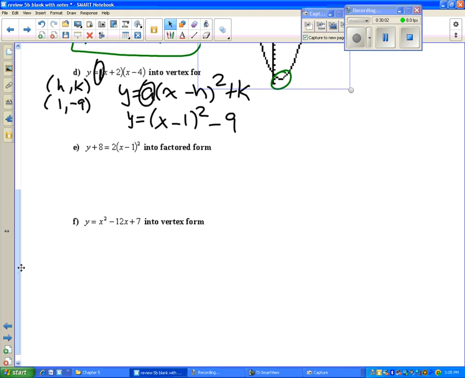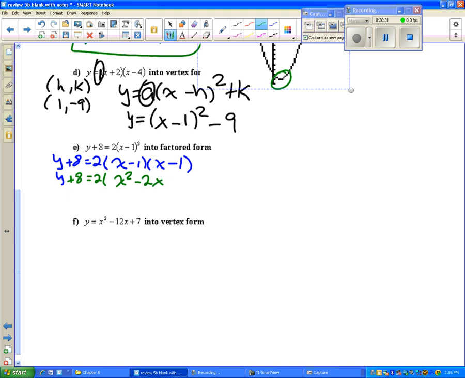Letter E. I want this into factored form, so I have to get it into polynomial form, and then I have to factor it. So I'm going to first FOIL out, so y plus 8 is equal to 2 times x minus 1 squared, so x minus 1 times x minus 1. So this is y plus 8 is equal to 2 times x squared minus 2x plus 1. So then I have to distribute the 2. Y plus 8 is equal to 2x squared minus 4x plus 2.